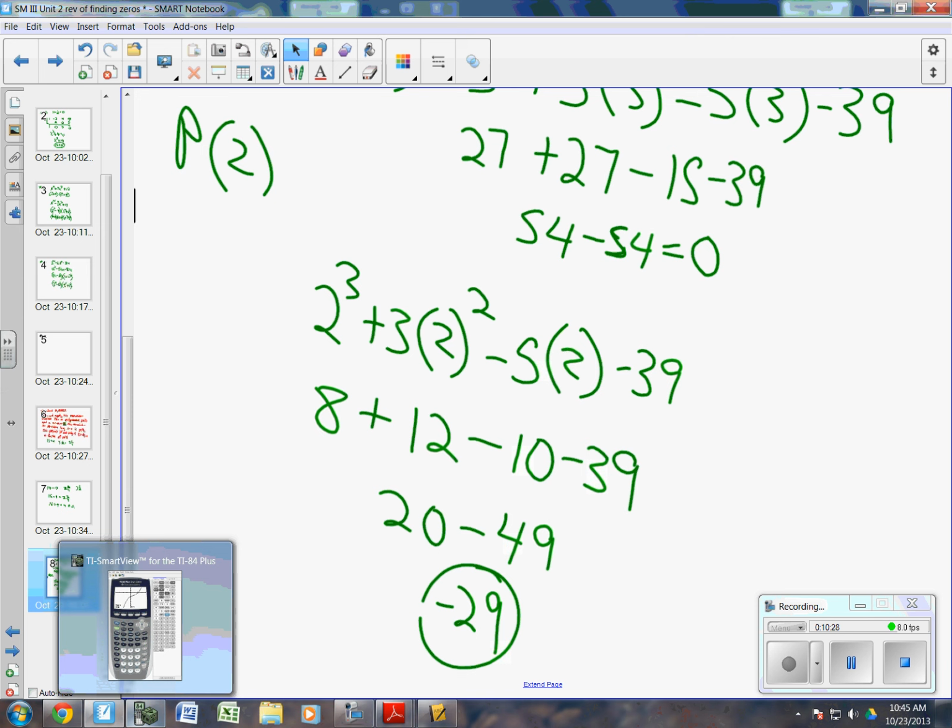Order of operations says you have to square before you multiply. Okay.